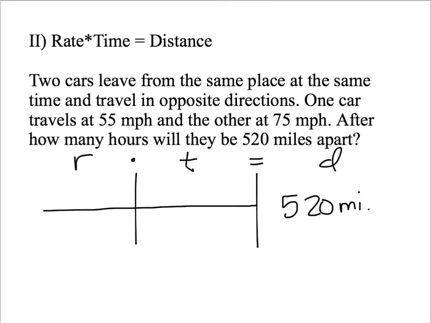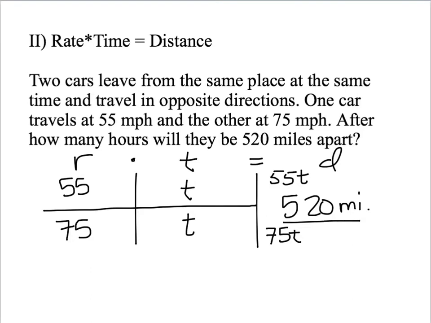For the rate and the time column, however, we have it separated. One car's going 55 miles an hour. The other one's going 75 miles an hour. They leave at the same time, and they travel for the same amount of time. We don't know what that time is, so we're going to call it T. And we've learned that rate times time is equal to distance. So I can represent the distances they have traveled individually by multiplying: 55 times T, or 55T, for one of them, 75 times T, or 75T, for the other.